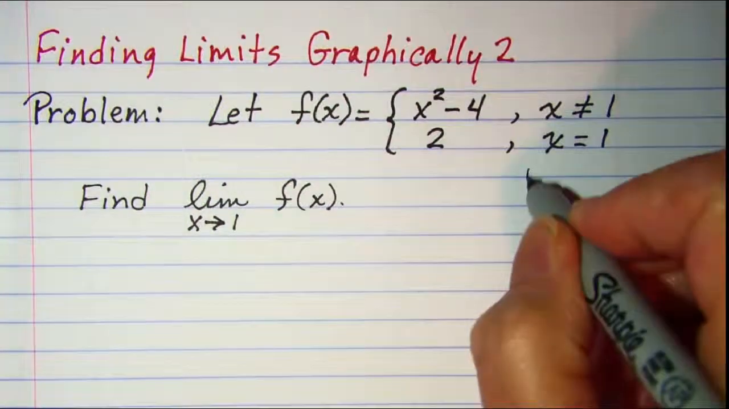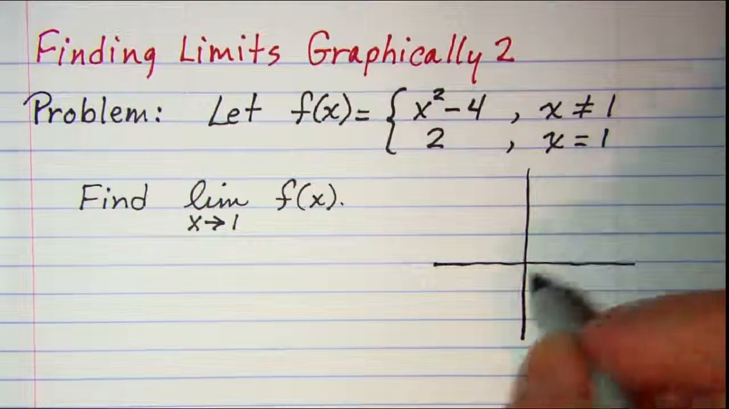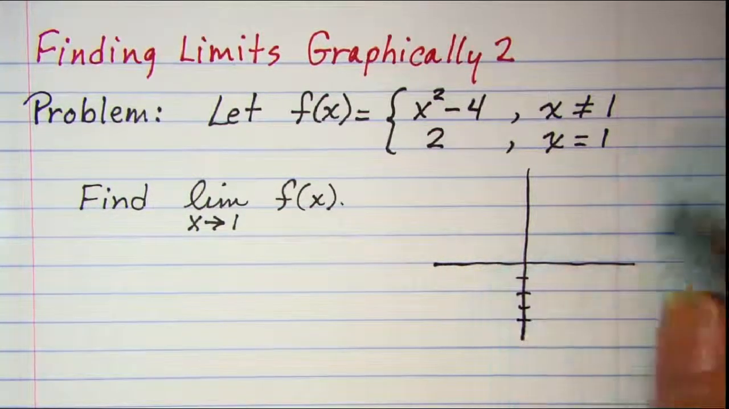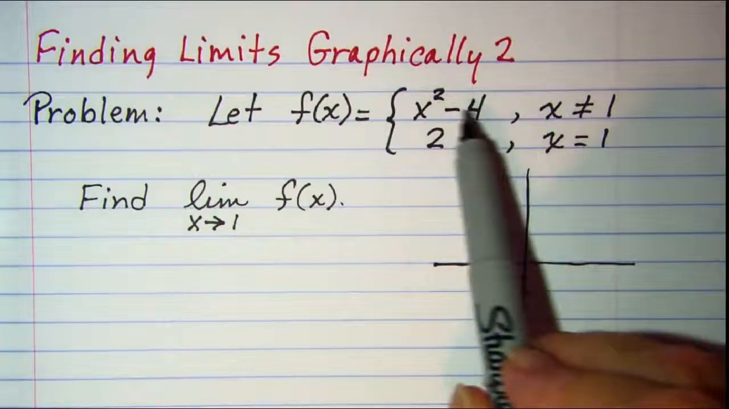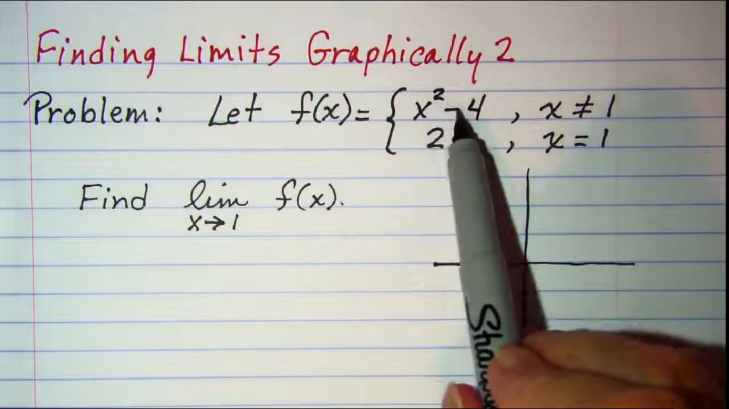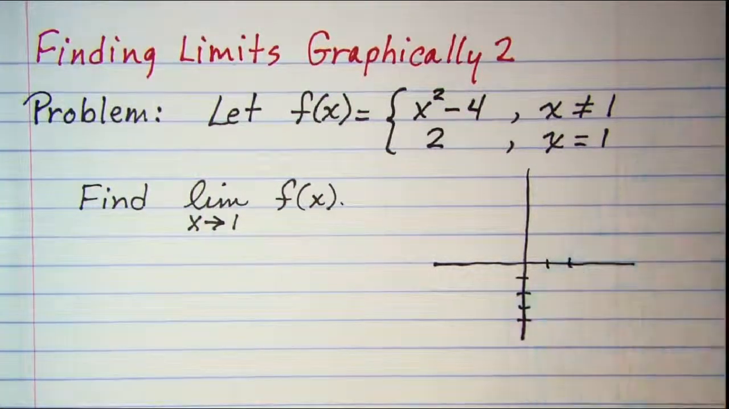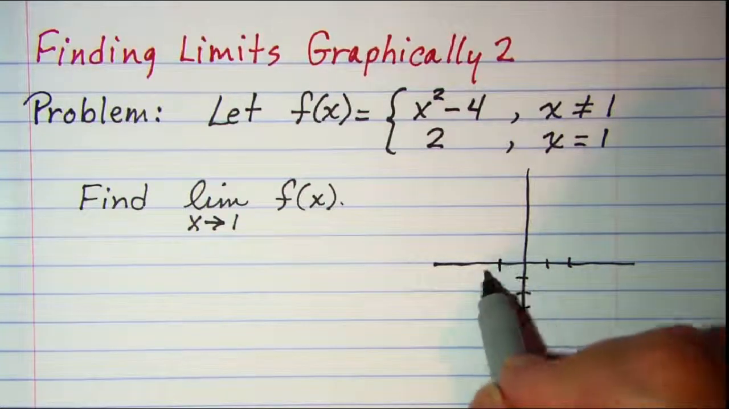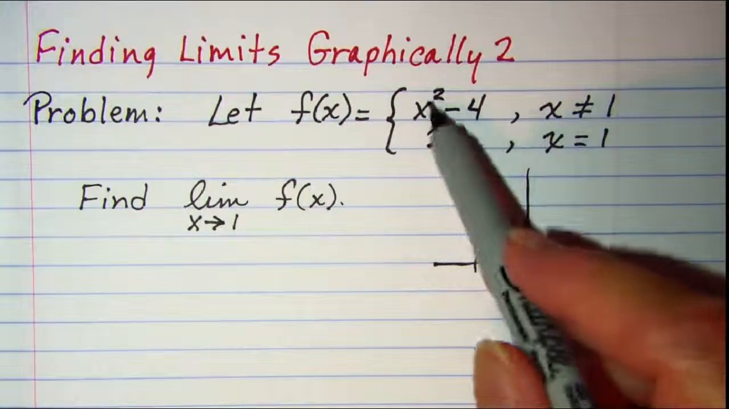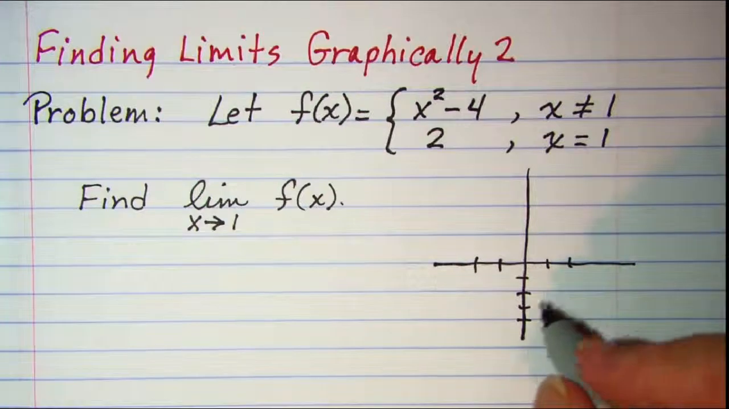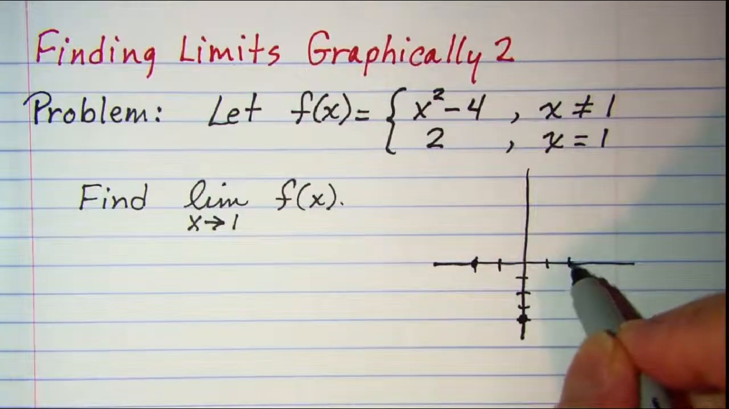Now if we look at the graph of this, we see that for all values except x equal 1, our graph is going to be the parabola x squared minus 4. Now the graph of this one intersects the x-axis at plus or minus 2, and then it intersects the y-axis, if we put 0 in here for x, at negative 4. So we have a parabola that goes through these points.